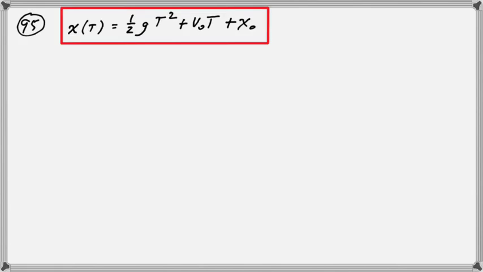First thing you need to determine is whether it's in terms of feet or meters. What I have written up here is the projectile motion formula: 1/2 gt squared plus v sub o t plus x sub o. Now that 1/2 g is either going to be, if it's in feet, a negative 16. If it's in meters, it would be a negative 4.9. But this is in feet.